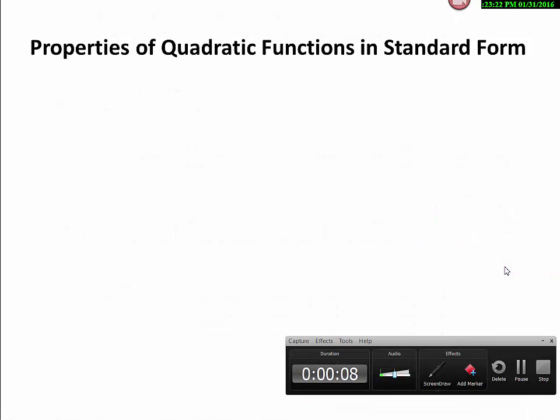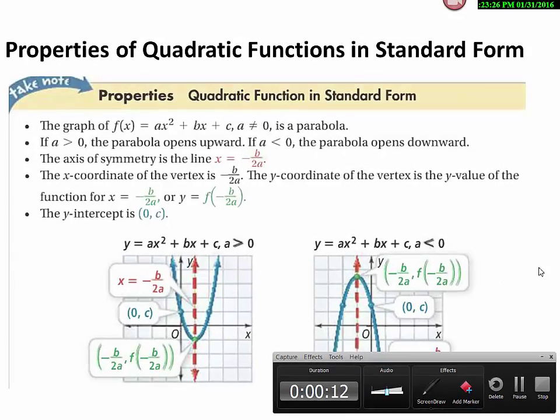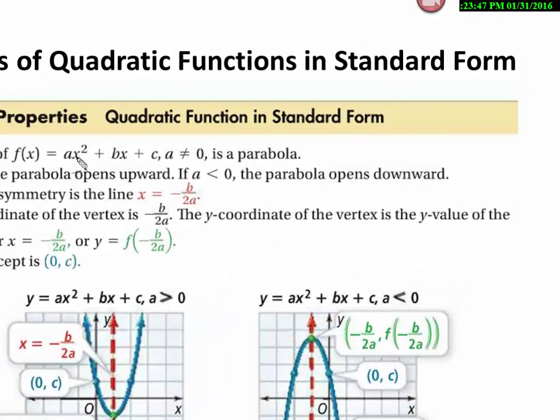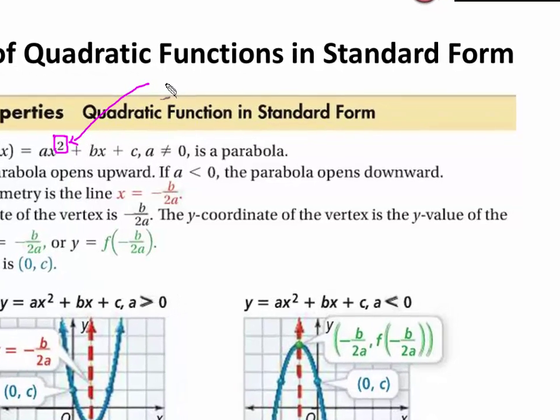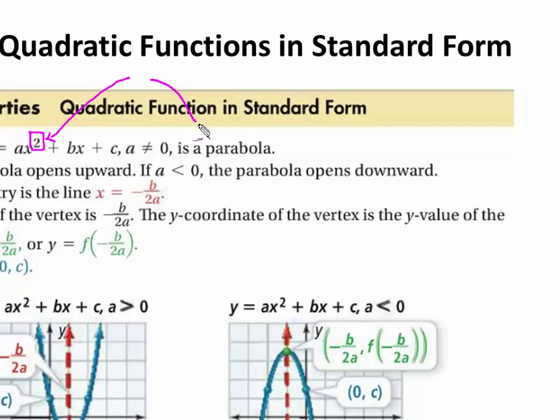Now let's take a look at the properties or the features of quadratic functions in standard form. First, whenever you see the exponent of the x is equal to 2, which means square, you know the graph has to be a parabola. So it's either this one, like this, open upwards, or it's going to reflect across the x-axis and become open downwards.